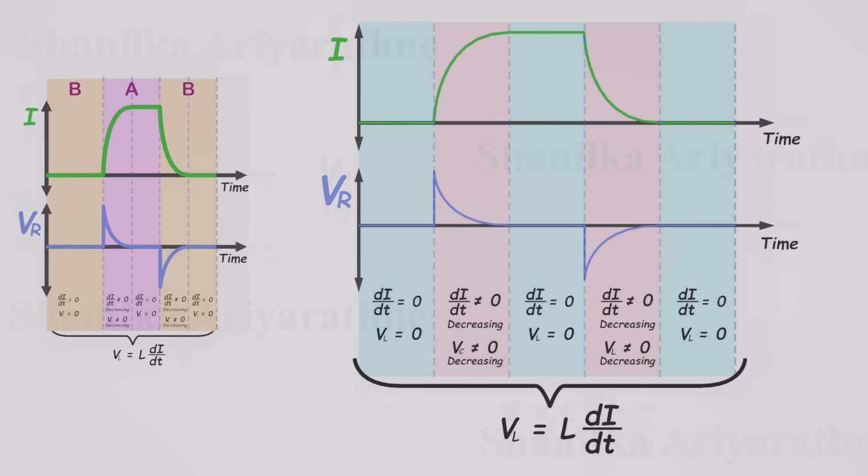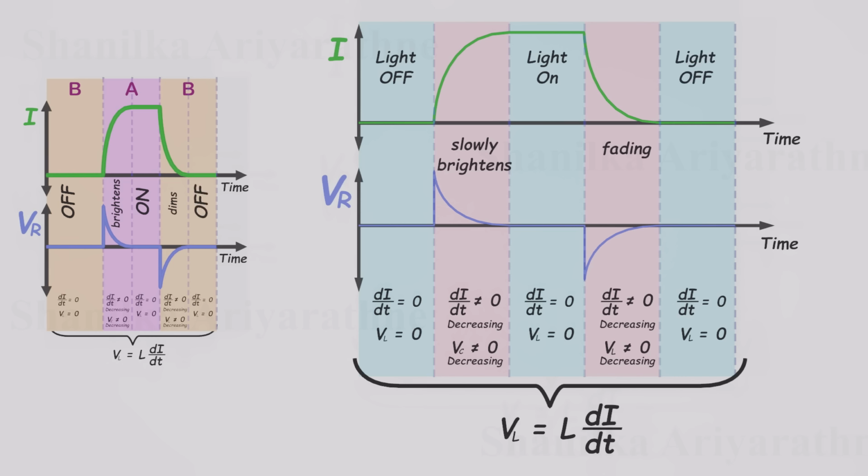This also explains what we see with the light bulb. When there's no current, the bulb is off. When we connect the power source, the current starts to rise and the bulb gradually brightens. Once the current reaches its maximum, the bulb glows steadily. Then, when we disconnect the power, the inductor releases its stored energy. The bulb glows for a moment before slowly fading out.